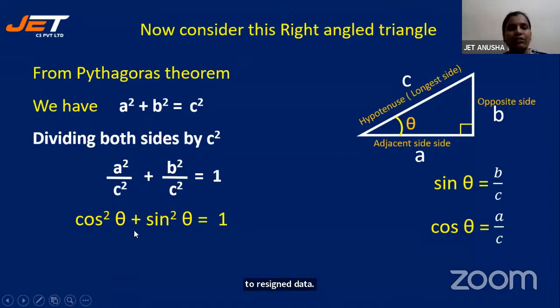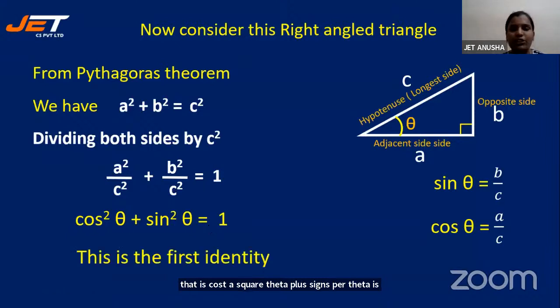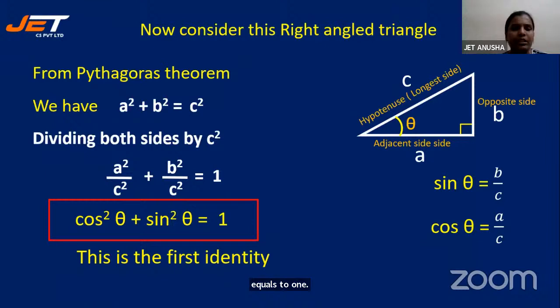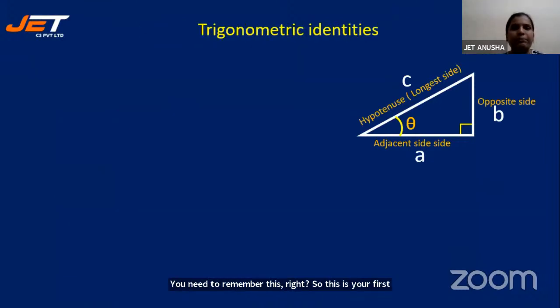So here this is your first identity, that is cos square theta plus sin square theta is equal to 1. You need to remember this, right? So this is your first identity. Cos square theta plus sin square theta is equal to 1.